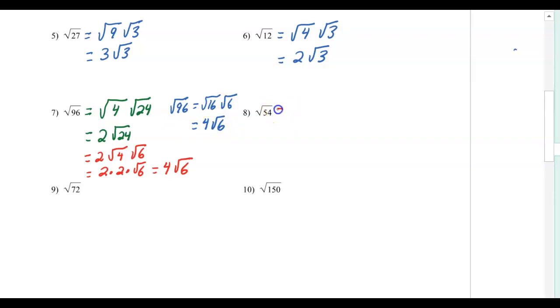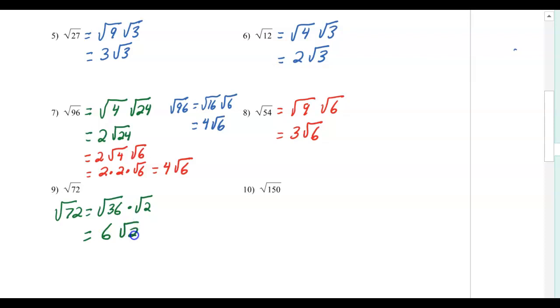For number 8, you need to find a perfect square that goes into 54. 9 goes into 54, so this is the square root of 9 times square root of 6, which is 3 square root of 6. Problem number 9, we did in class. If you think of square root of 72 as the square root of 36 times the square root of 2, you get 6 square root of 2. So you get that answer in one step.